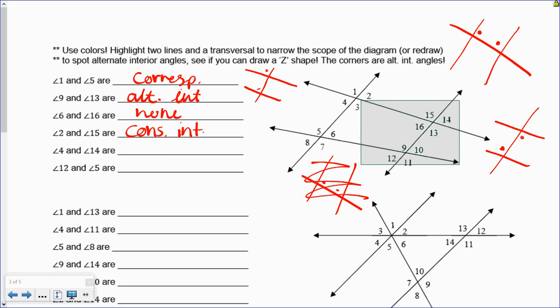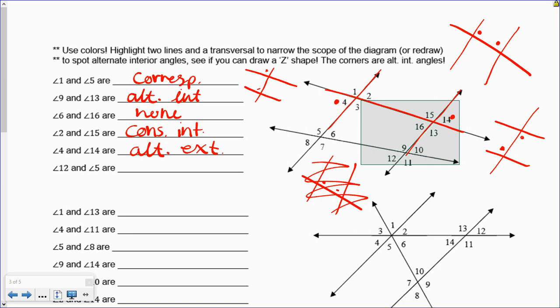All right, 4 and 14. They are alternate exterior. Good. Brody, are you redrawing the picture? Okay, try doing that. 4 and 14. 14 is right here and 4 is here. You see that? Yes. So if you have a picture like this, they're outside, so exterior, and they're on different sides of the transversal, so they are alternate.